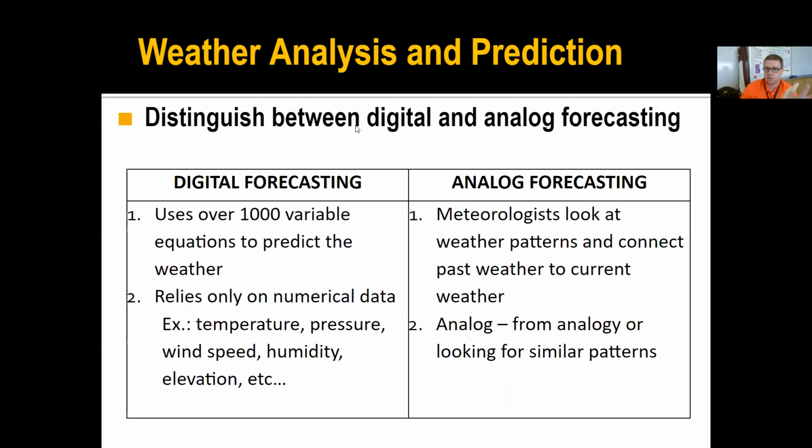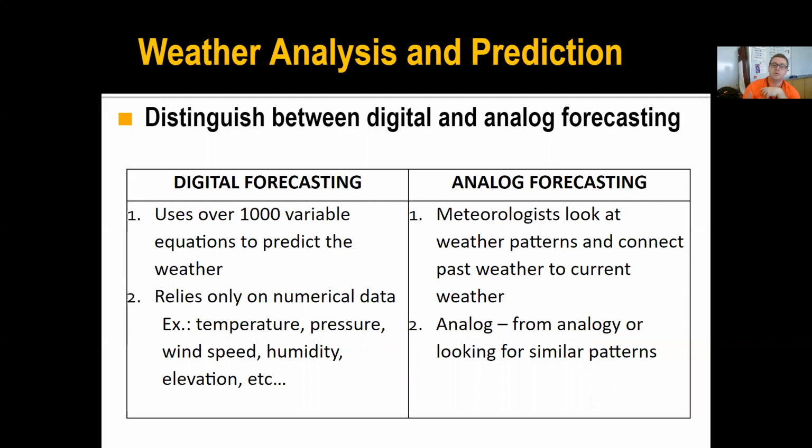What is the difference between digital forecasting and analog forecasting? Well, digital forecasting uses over 1,000 different variables in equations to predict the weather. It relies only on numerical data. The issue with digital forecasting is that it can take a long time to do those calculations. Analog forecasting is what meteorologists do most of the time, where they look at weather patterns and connect past patterns to current weather to try to see what's going to happen in the future.